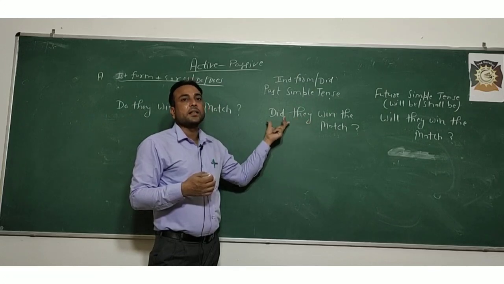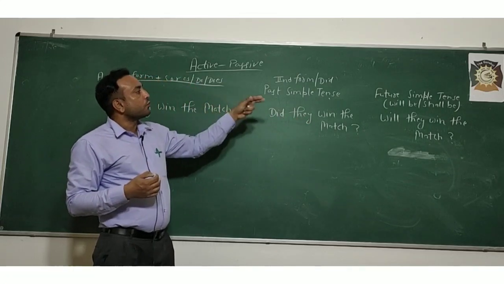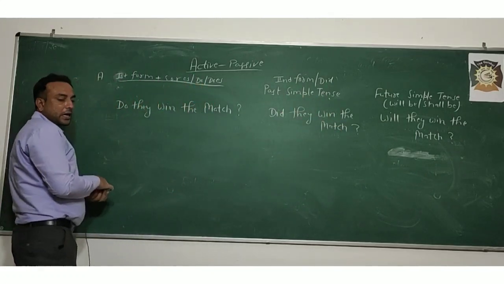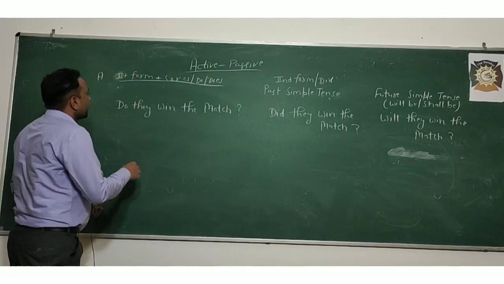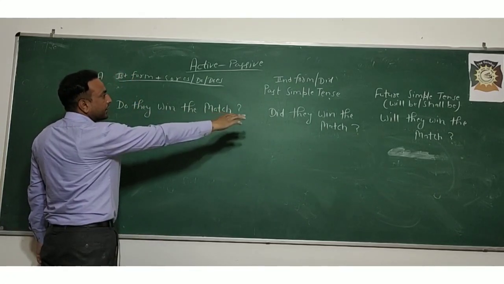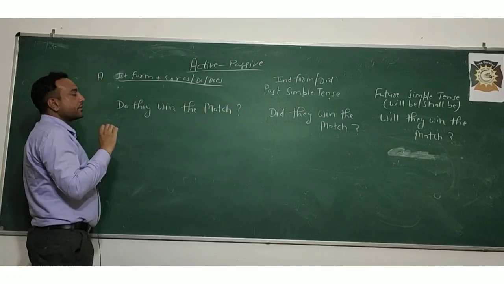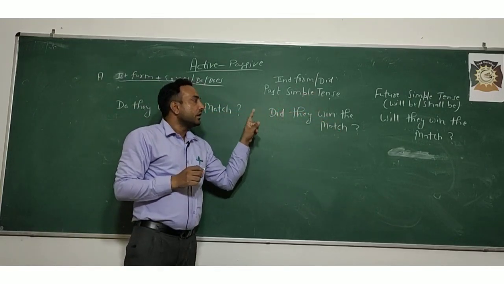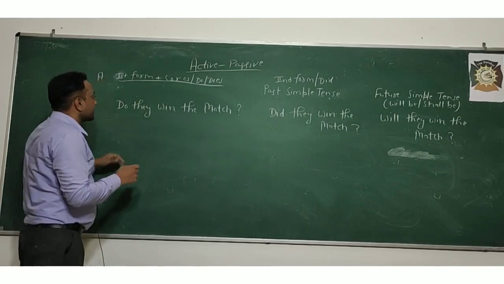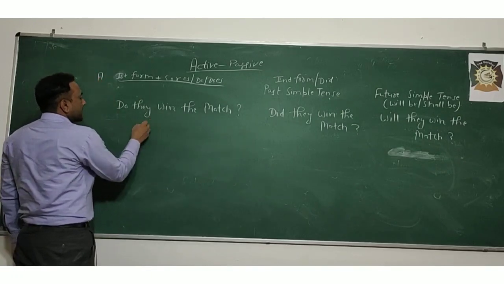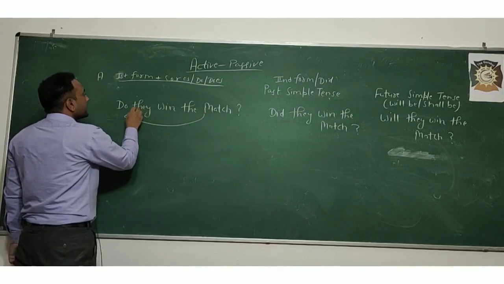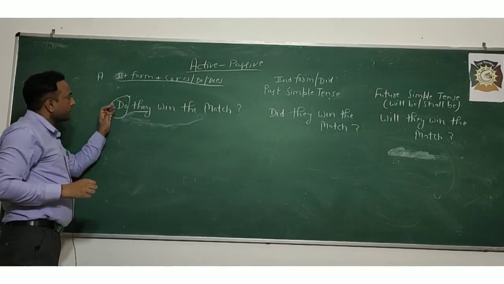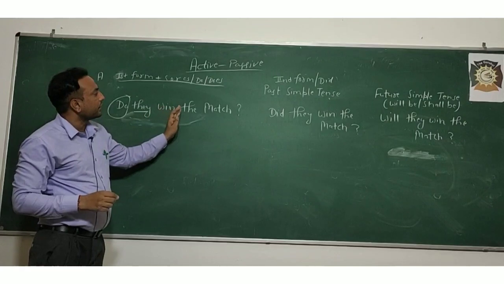Did they win the match, this is interrogative. Questions are interrogative, and how do we change the interrogative sentences? So do they win the match, did they win the match, will they win the match, the sentence is the same, the difference is only the helping verb. How to change it? Listen to me, this is very easy to learn. You have to forget the helping verb, forget do. The sentence is same: they win the match.